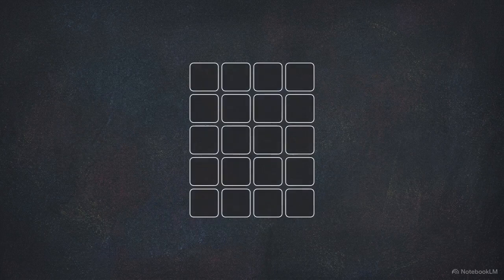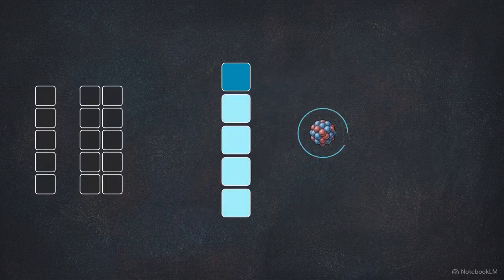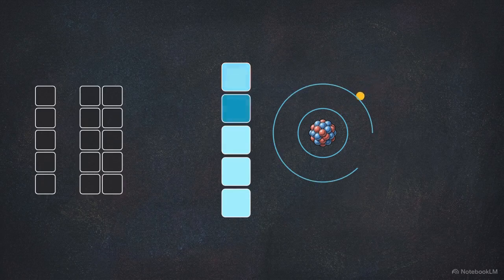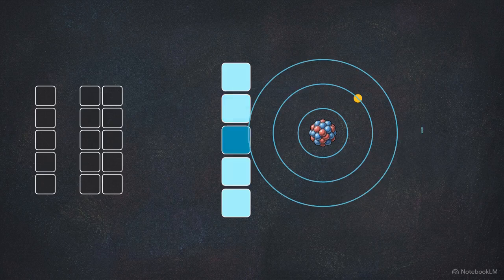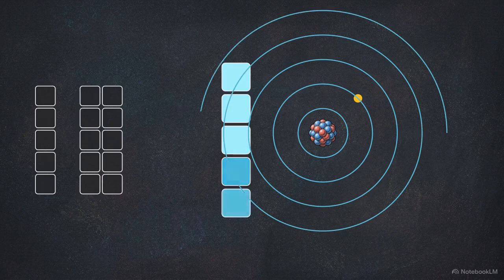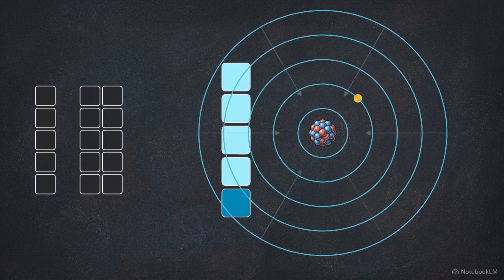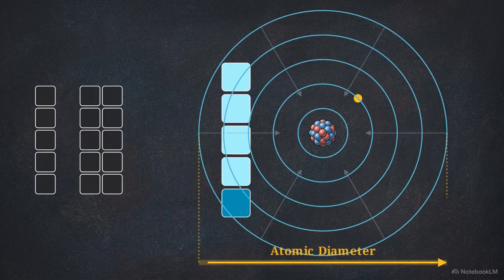Now, let's look at the vertical axis. Moving from top to bottom down a group completely changes the math, because you are no longer adding electrons to the same outer shell. As you step down a group, the atom gains entirely new principal electron shells. Even though the nucleus is simultaneously gaining protons, these massive new spatial layers completely overwhelm that added charge.